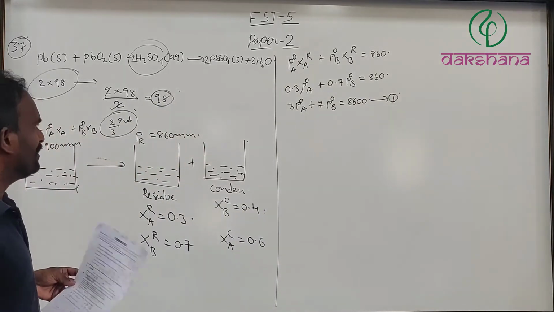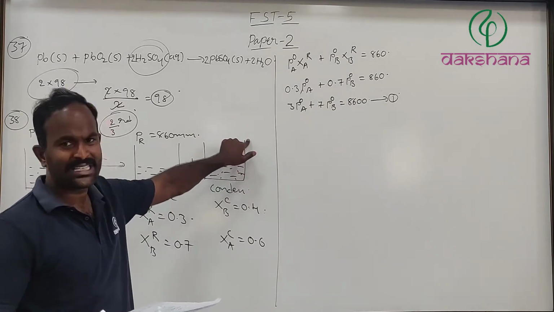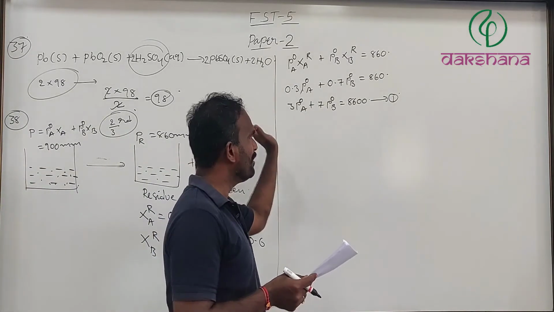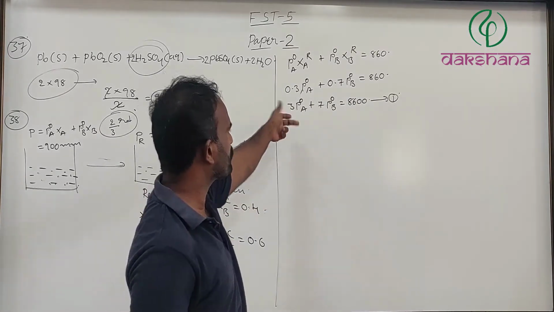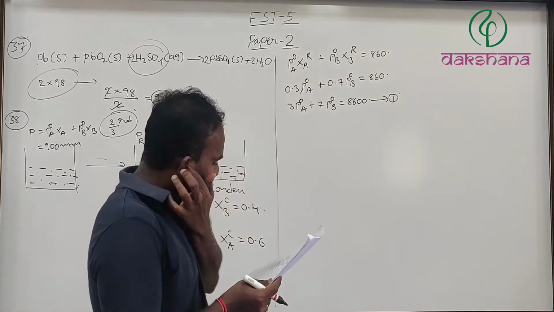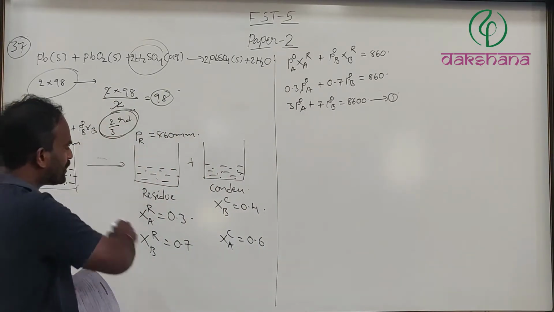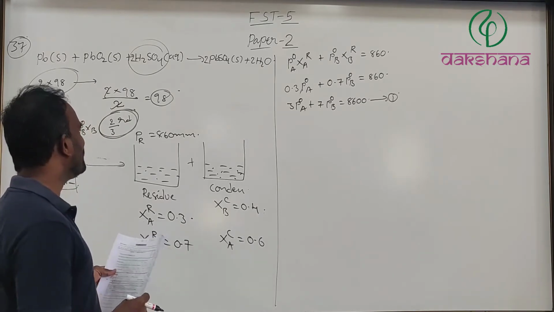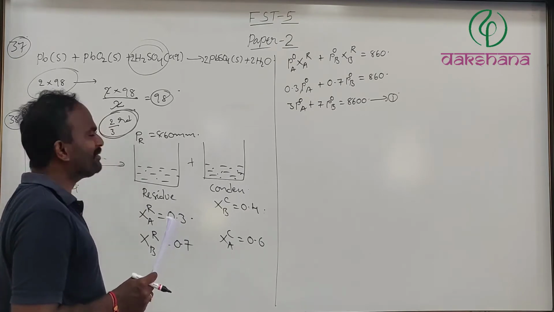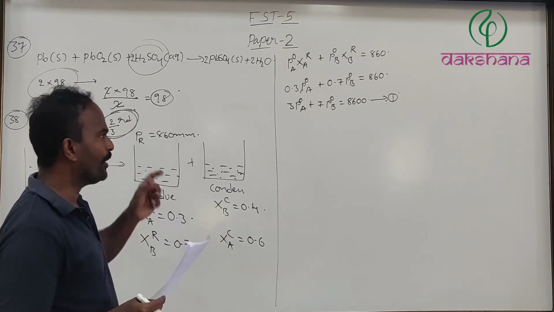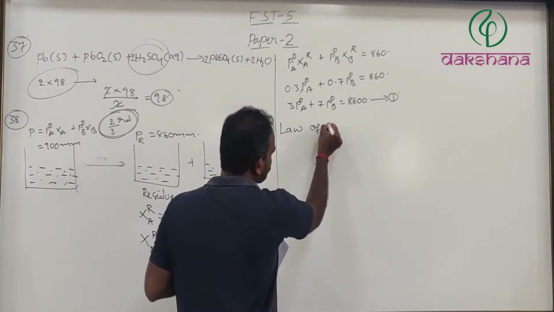We don't know any other equation. Here also we don't know the condensate vapor pressure. If it is given, we can extract one more equation, and by solving these two equations we would have solved P0A as well as P0B. But we don't know that. But they have given one thing, that 2/3 of it is going to be distilled, which means if 2/3 of it is distilled, therefore 1/3 is going to be left over. Now let us apply the law of conservation of moles.